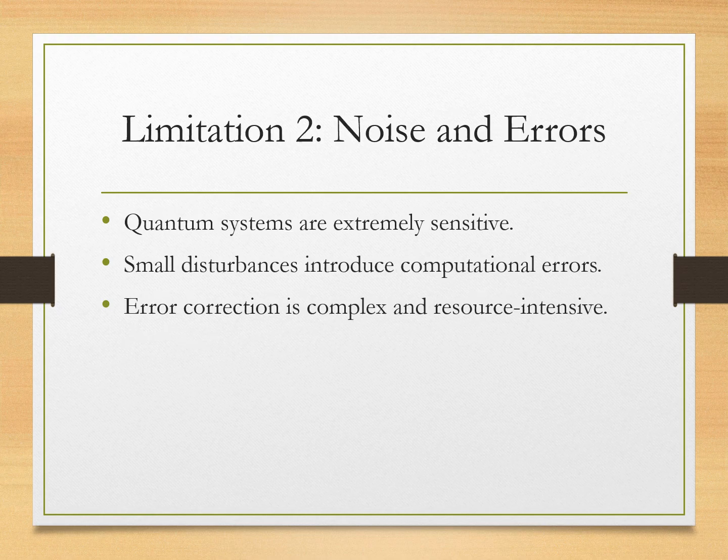Coming to the next limitation, noise and error sensitivity. Quantum computers are extremely sensitive, as we discussed earlier, and any small disturbance can introduce computational errors. They are sensitive to external interference, radiation, temperature fluctuations, etc. Classical computers can easily correct errors, whereas in quantum systems we cannot directly copy qubits because of the no-cloning theorem. So quantum error correction is very difficult.